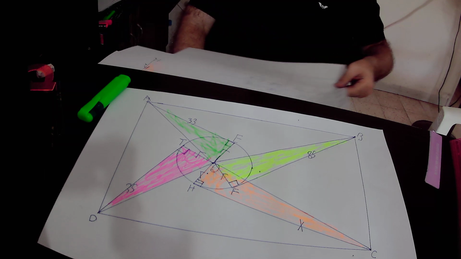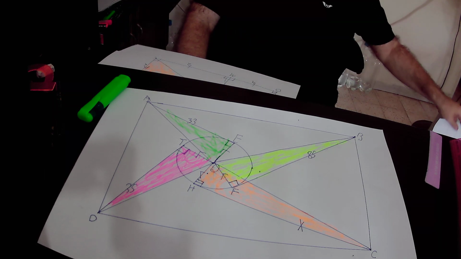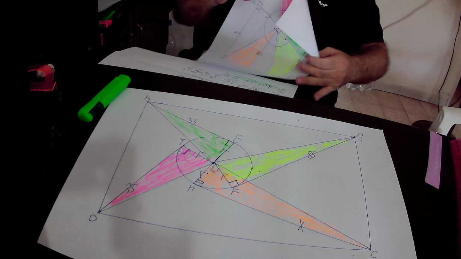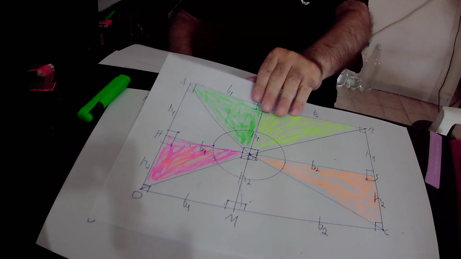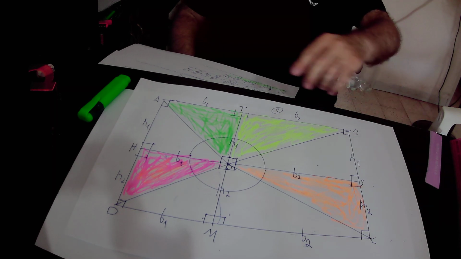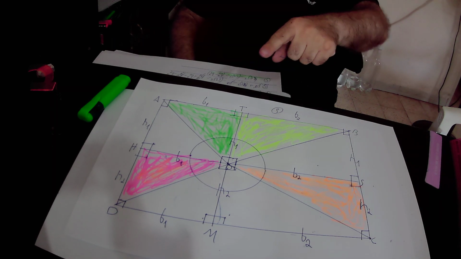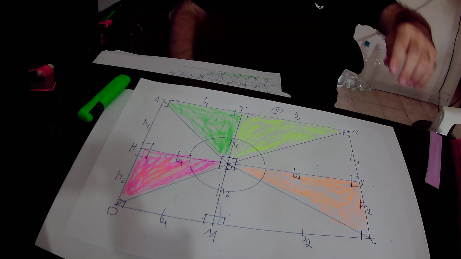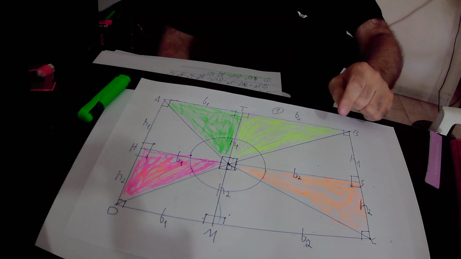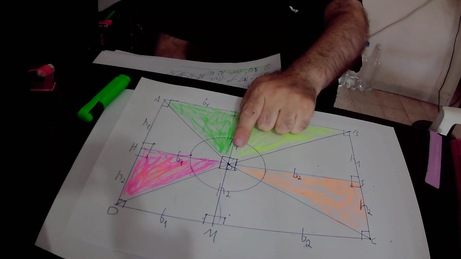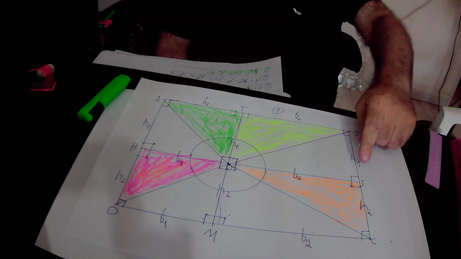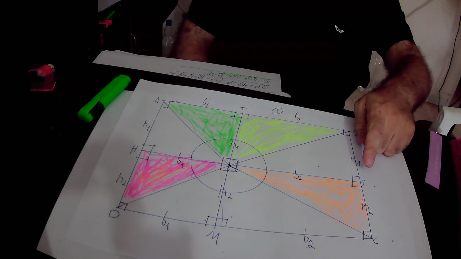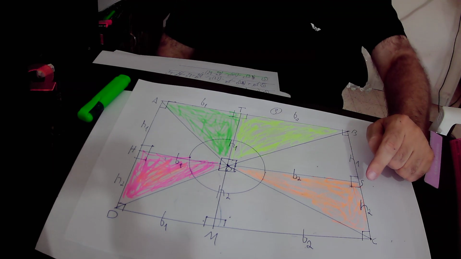and then I copied rectangle ABCD with its circle. This is rectangle ABCD with its circle inside it. Then from point O we draw a perpendicular on BC. This angle equals 90 degrees, this angle equals 90 degrees according to our construction.